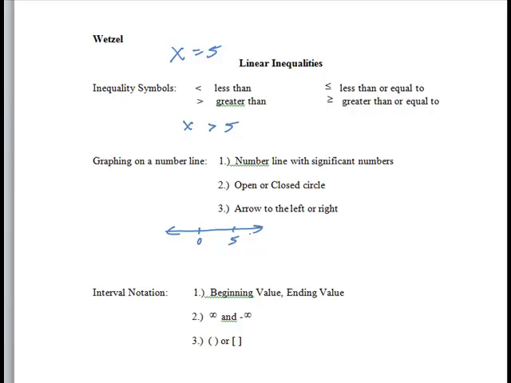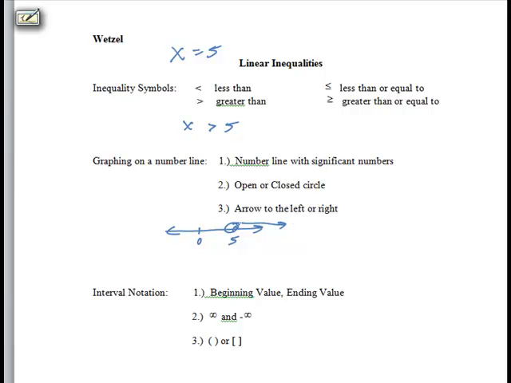At our endpoint 5, we're either going to have an open or a closed circle. The inequality sign will tell us whether it's going to be an open or closed circle. If the inequality sign is less than or greater than, we're going to have an open circle. If it's less than or equal to or greater than or equal to, we're going to have a closed or shaded in circle. So in this example, simply all the values greater than 5, and then we're going to show an arrow either pointing to the left or to the right where those solutions lie. All the values greater than 5 obviously lie to the right.